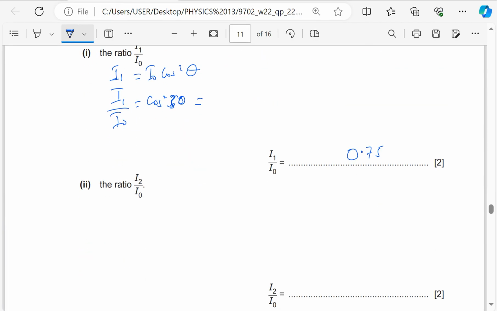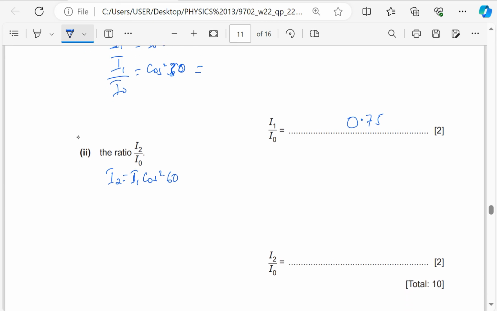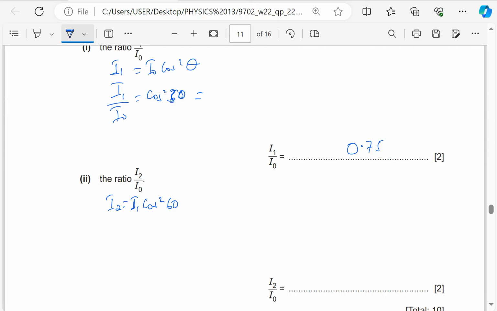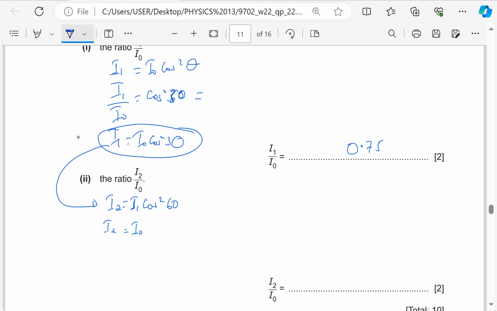Then I2 over I naught. Of course, we can first find I2 in terms of I1. I2 is going to be I1 cos squared of theta, which theta is now 90 minus 30, which is 60 degrees. But then I can remove I1 by substituting the previous part. Remember, I1 is equal to I0 cos squared of 30. So I2 is equal to I0 cos squared of 30 times cos squared of 60.